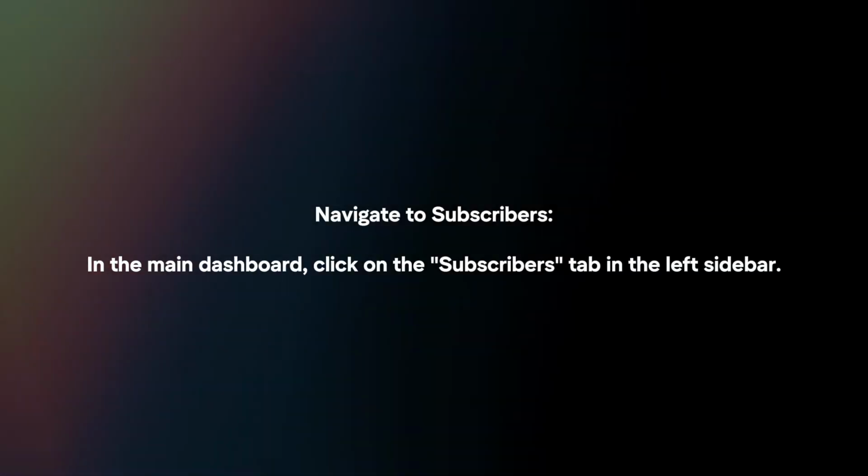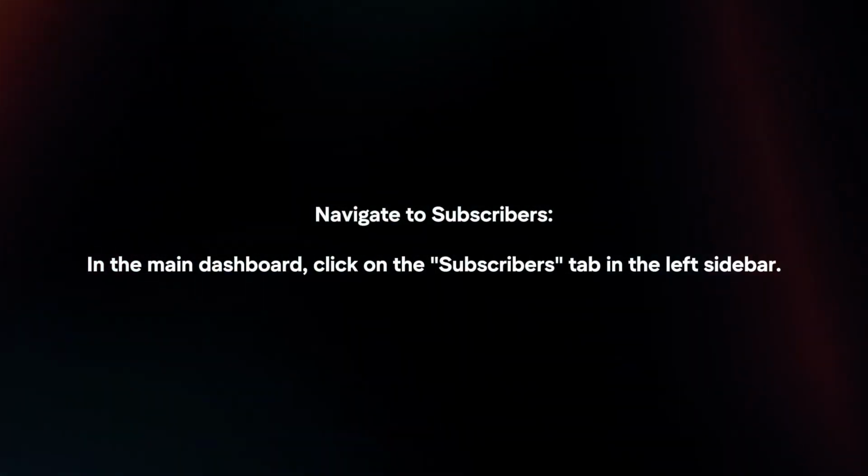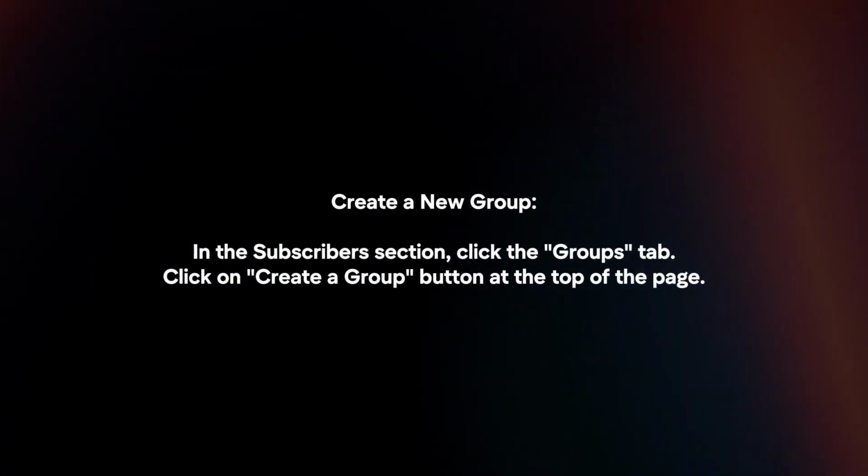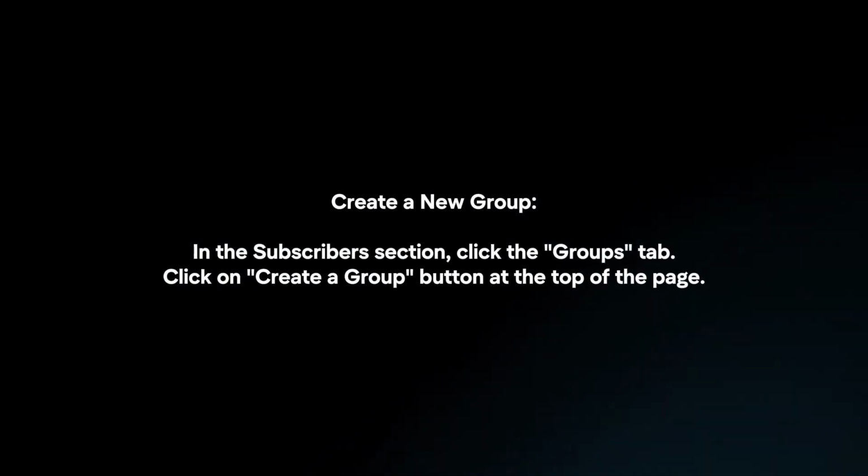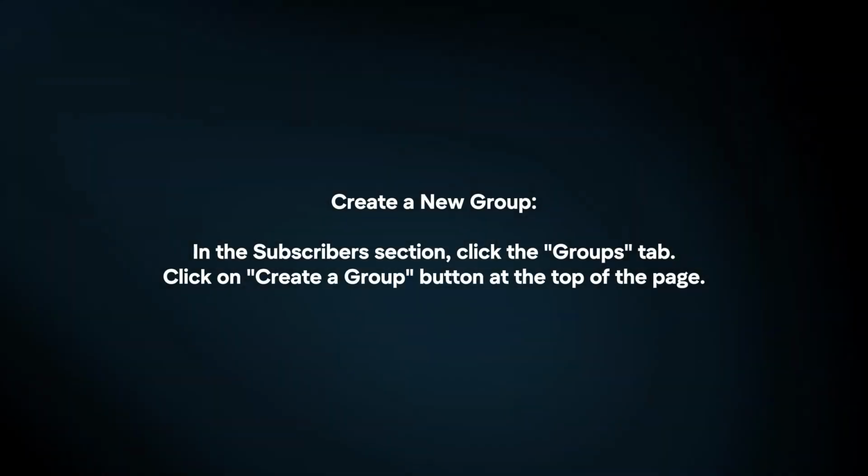Navigate to Subscribers. In the main dashboard, click on the Subscribers tab in the left sidebar. Create a new group. In the Subscribers section, click the Groups tab. Click on Create a Group button at the top of the page.